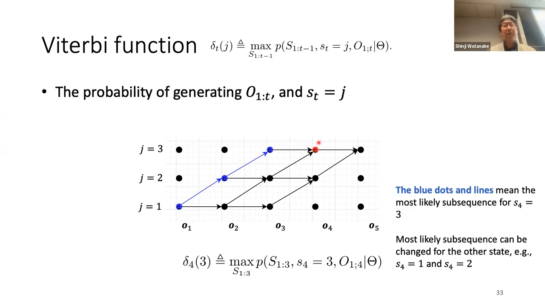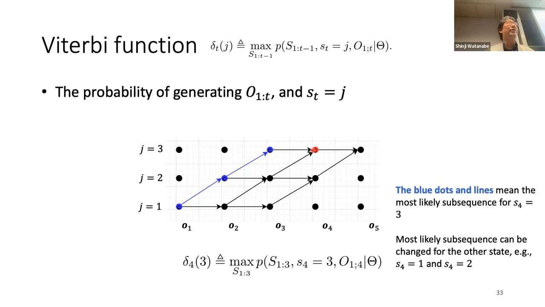The algorithm is defining this function until here. Until we reach here, we try to get the maximum path. In this case, it can be this one, or it can be any of the paths, but if we find that this is the maximum one, this would become the Viterbi path, the Viterbi function. Given the maximum path from here to here, we then get to this point.